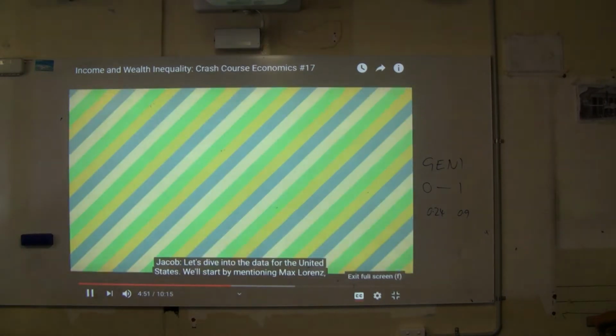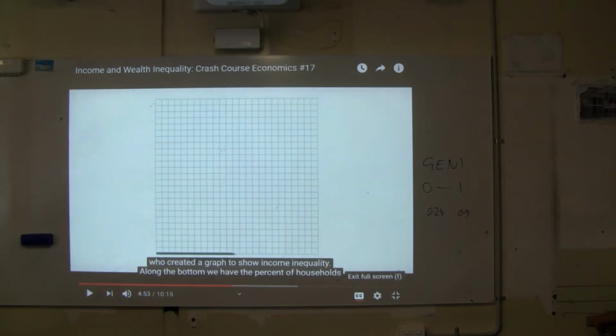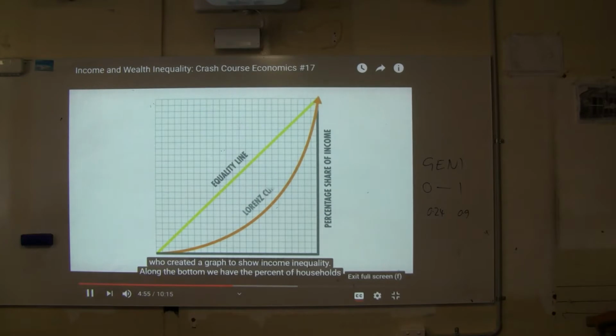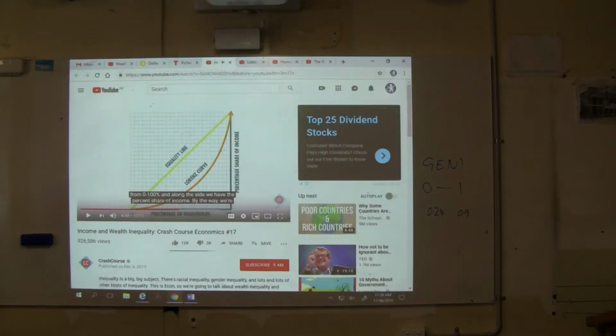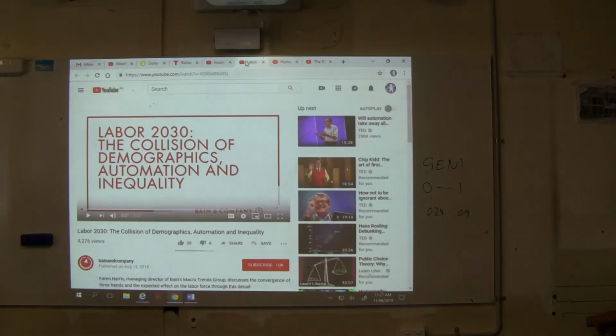We'll start by mentioning Max Lorenz, who created a graph to show income inequality. Along the bottom, we have the percent of households from 0 to 100%. Okay, I'm going to leave that there. I will put links to all these videos so you can go and have a look at them later. I was thinking that would explain the Gini coefficient, but I don't want to go too far down that rabbit hole.